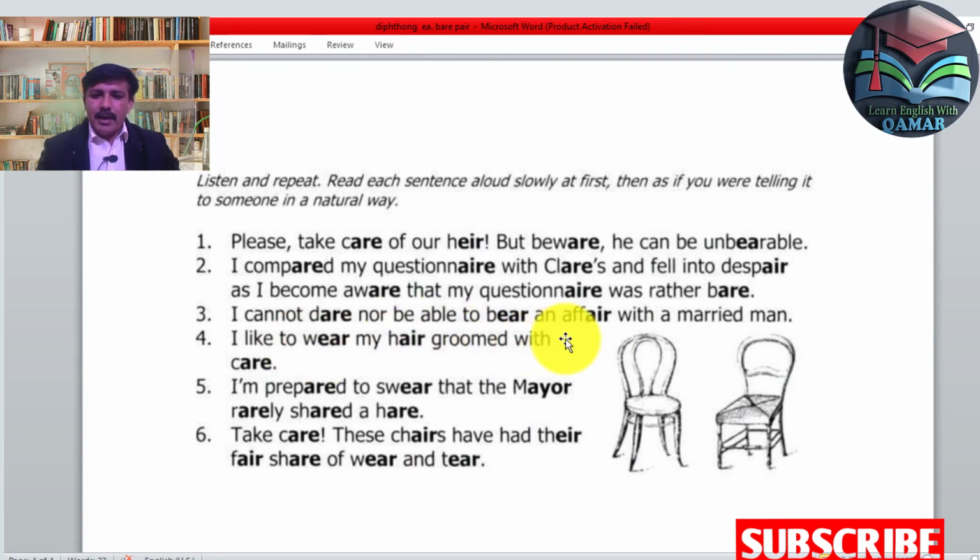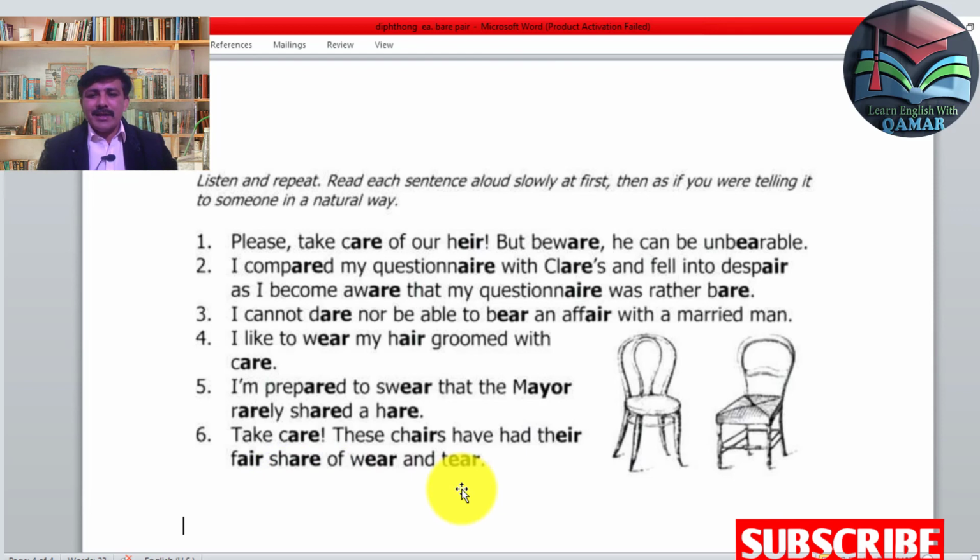I cannot dare nor be able to bear an affair with a married man. I like to wear my hair groomed with care. I am prepared to swear that the mayor rarely shed a hair. Take care, these chairs have had their fair share of wear and tear.